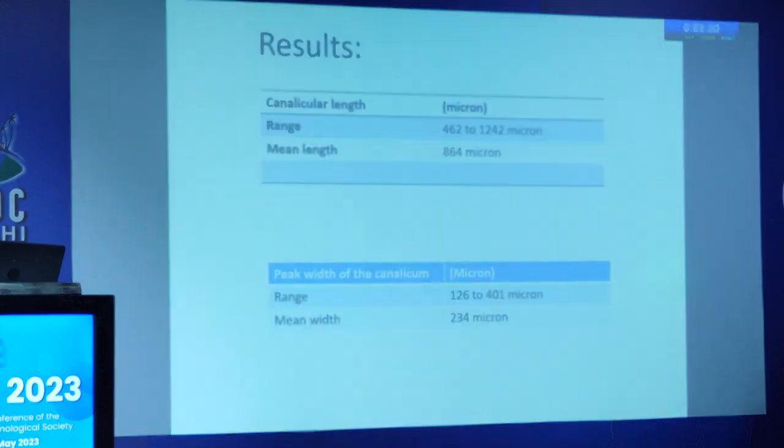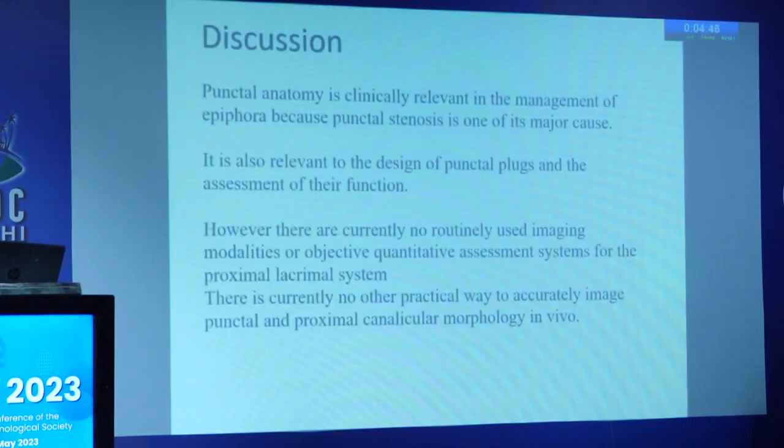Canalicular length ranged from 462 to 1242 micron, with a mean length of 864 micron. Peak width of the canaliculum ranged from 126 to 401 micron. Mean width was 234 micron.